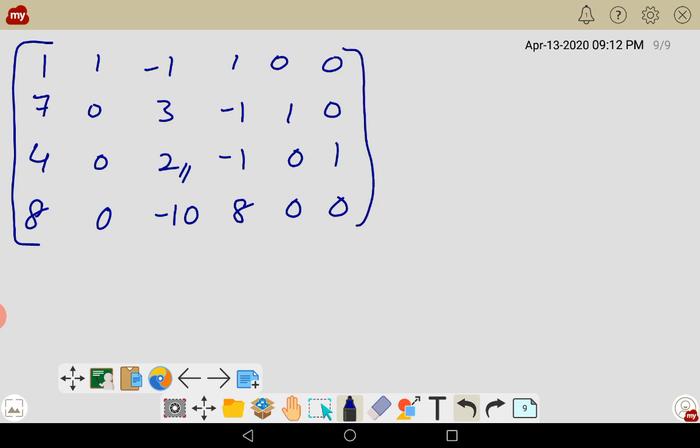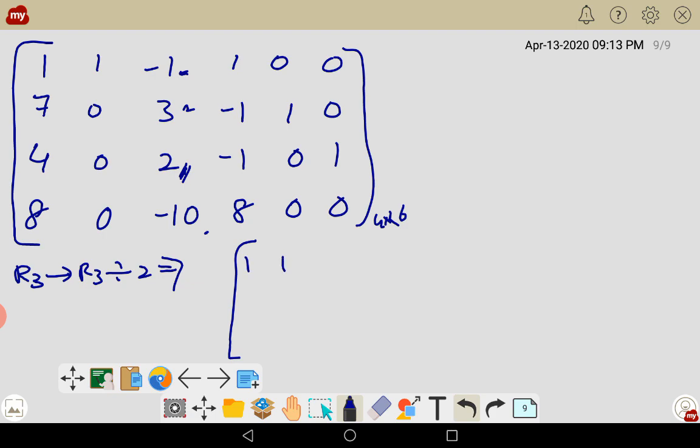The 2 should be converted into 1, and other elements in the column should be 0. That's our aim, isn't it? So write the formula for this one. What is it? First convert R3, the row 3. Row 3 divided by 2. What do you get? This is the new matrix.